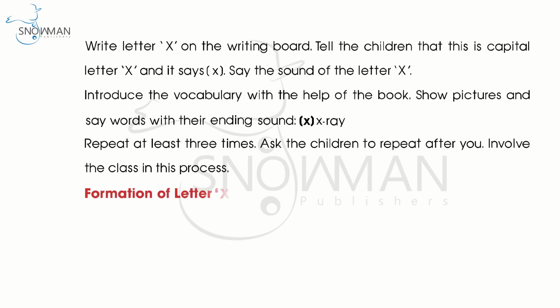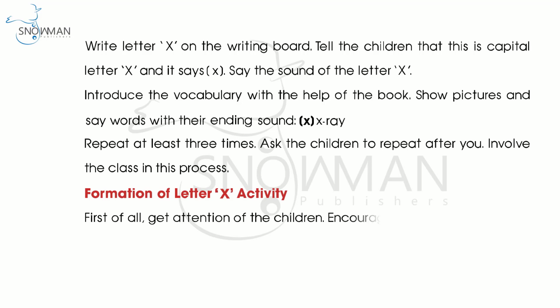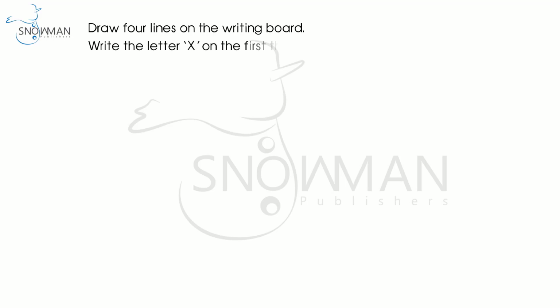Formation of letter X activity. First of all, get attention of the children. Encourage them to sit up straight and not bend their backs. Draw 4 lines on the writing board. Write letter X on the first 3 lines and give instructions.